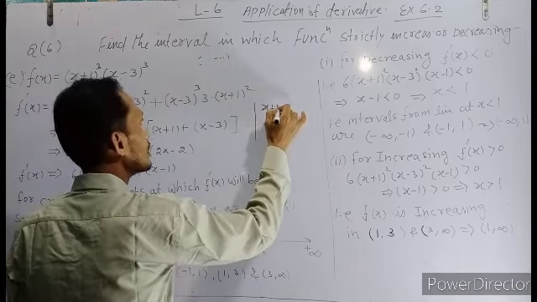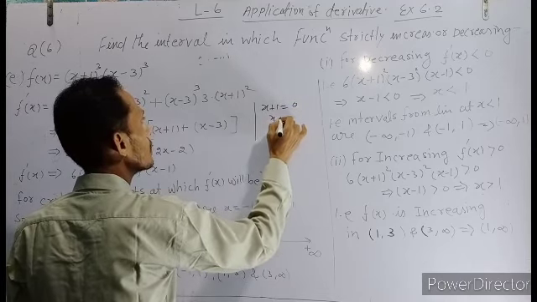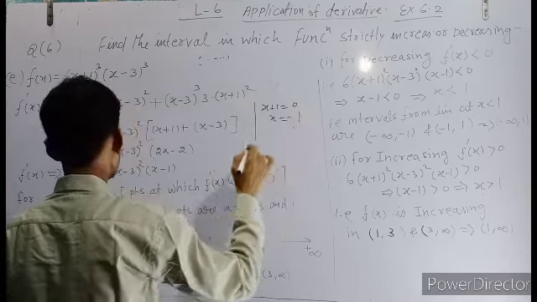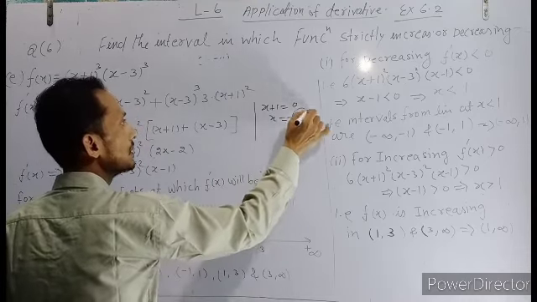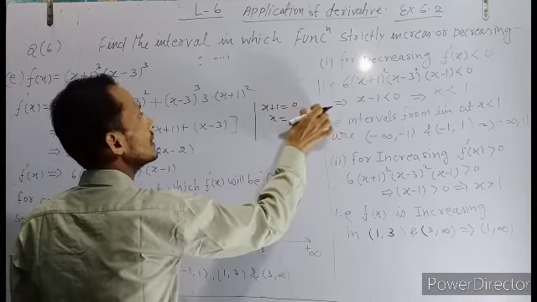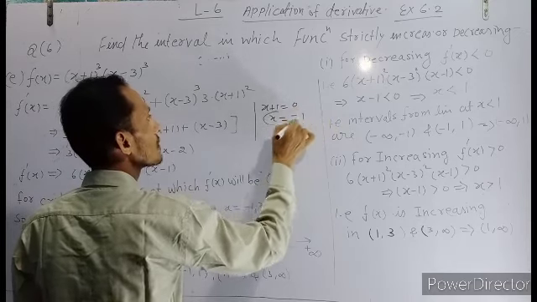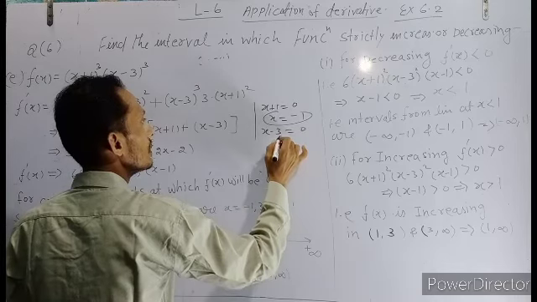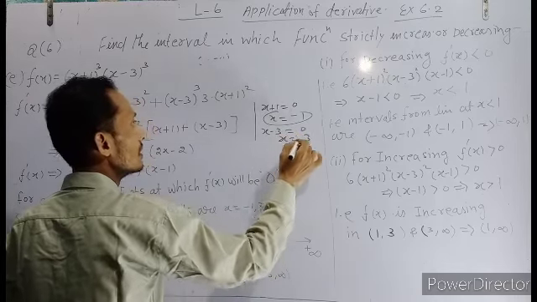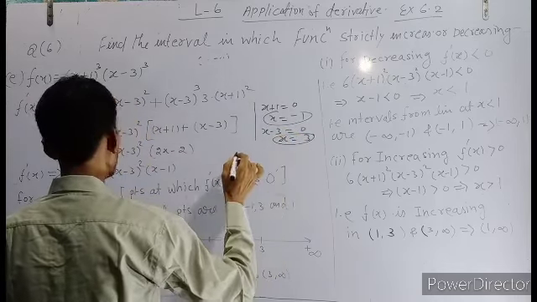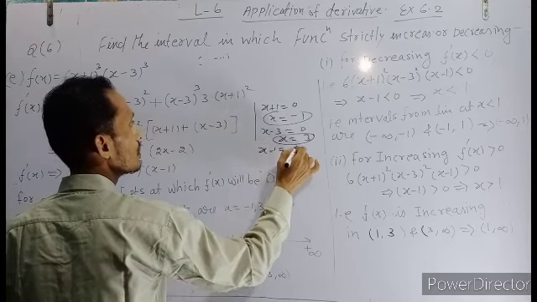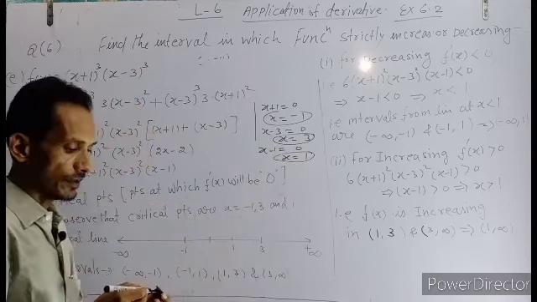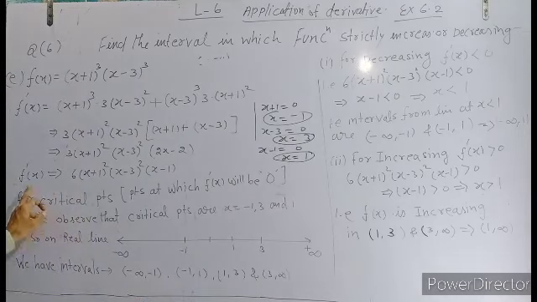Otherwise, you can find them directly. If x plus 1 equals 0, then x equals minus 1; that is the first point. If x minus 3 equals 0, then x equals 3; that is the second point. If x minus 1 equals 0, then x equals 1. So these are the three points at which the first derivative is 0.